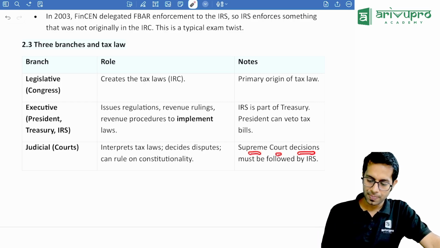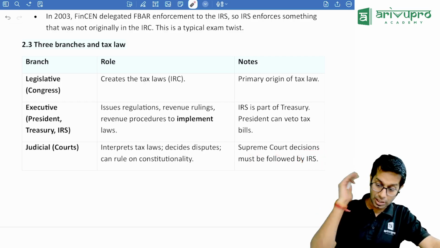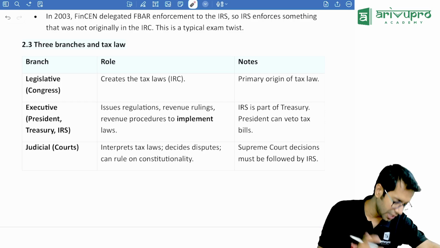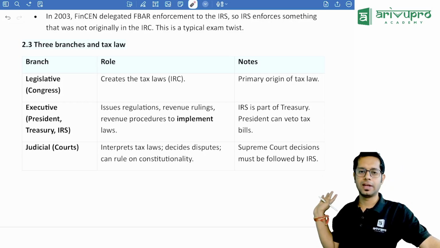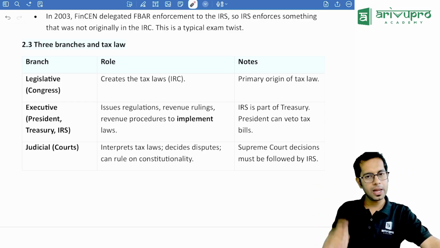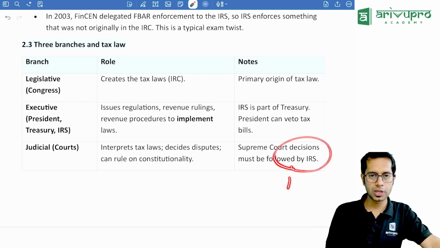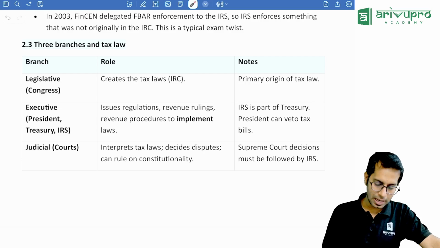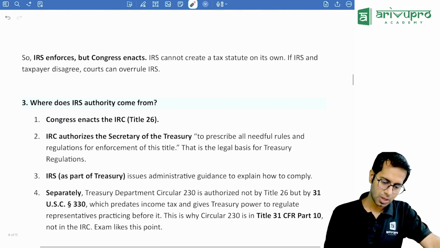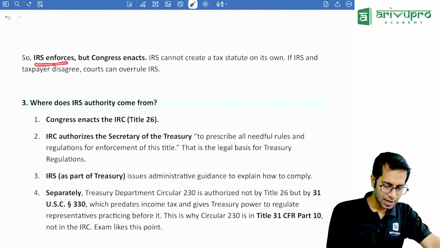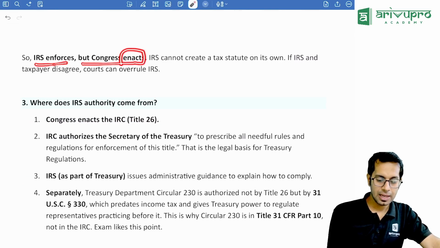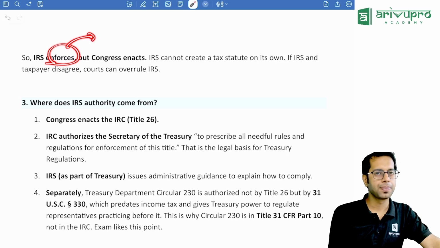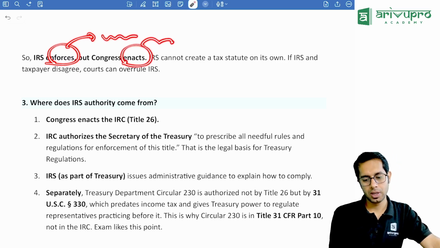Supreme Court decision must be followed by IRS, and once a decision is passed by Supreme Court, even in India, that is binding on everyone in India. It is required to be followed by the ministry also. Once the Supreme Court has told something, that is a law which is required to be followed by everyone. So IRS enforces, but Congress enacts. Enforcing means what, sir? Making sure that it is followed. Enacting means making the law.